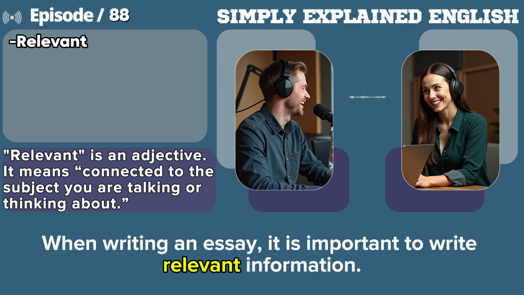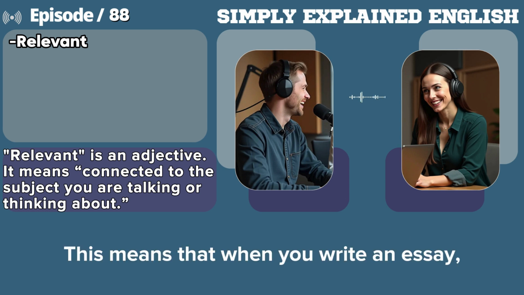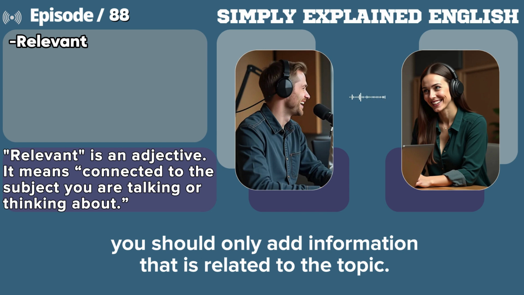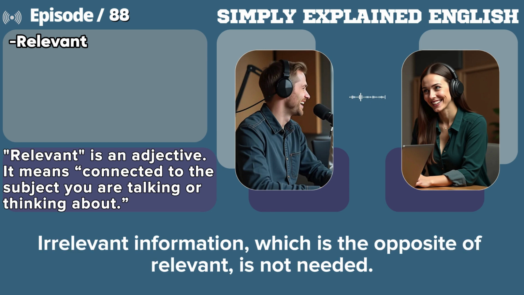When writing an essay, it is important to write relevant information. This means that when you write an essay, you should only add information that is related to the topic. Irrelevant information, which is the opposite of relevant, is not needed.